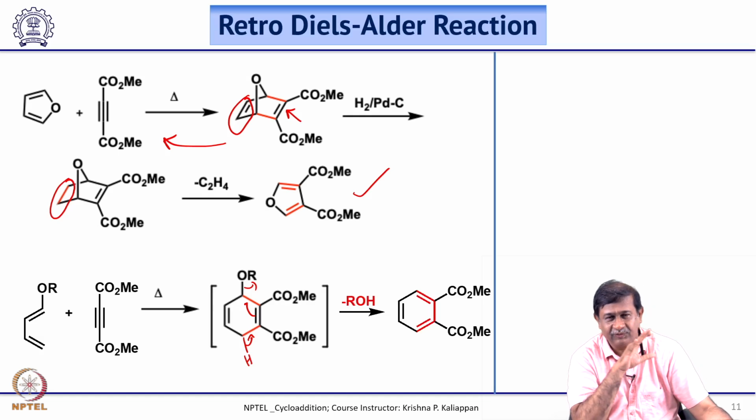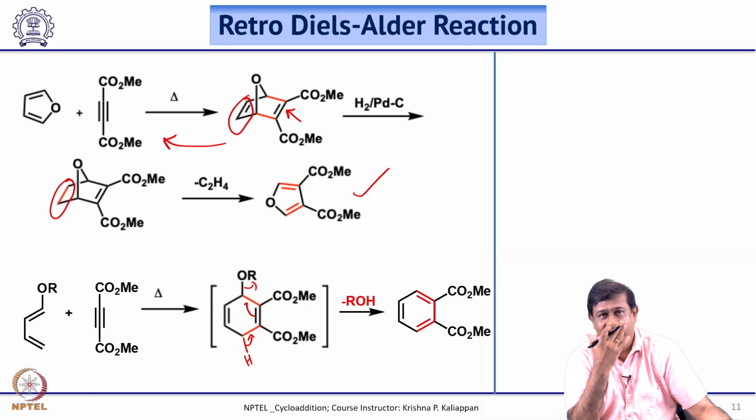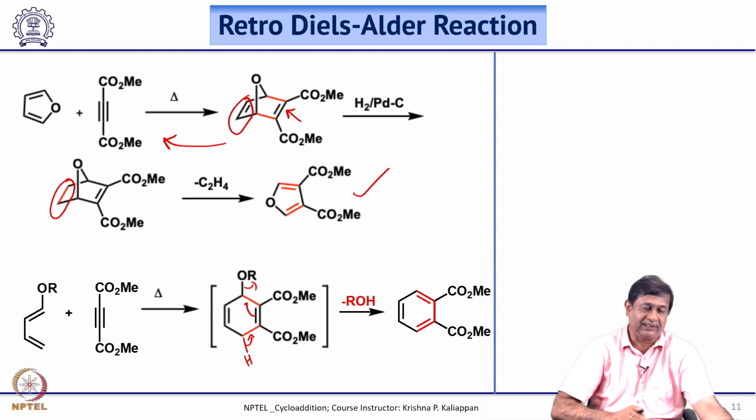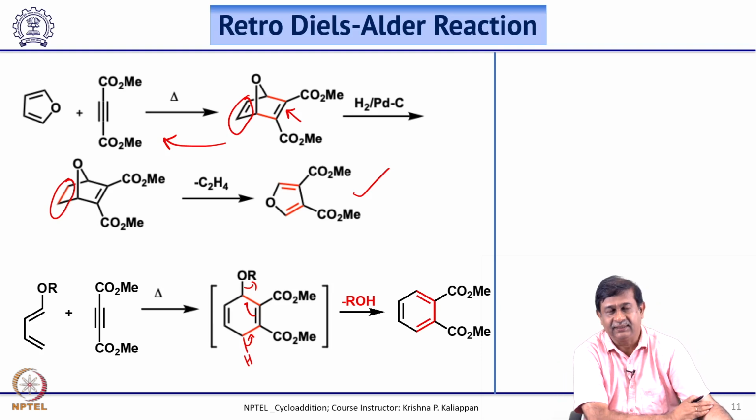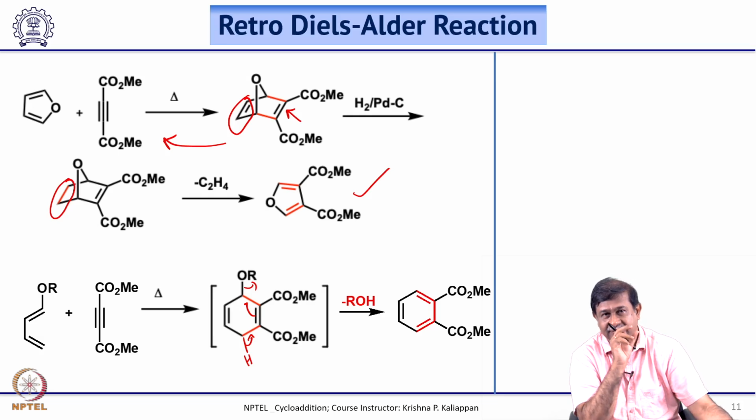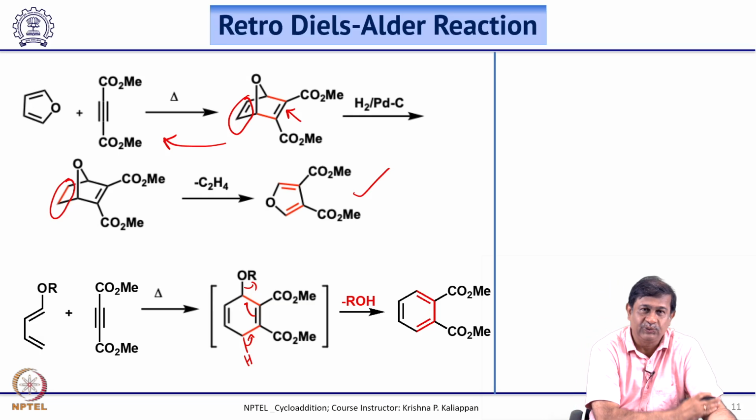Okay. So, what is important is what is the driving force for the retro Diels-Alder reaction. There are two driving forces to see that the retro Diels-Alder reaction is possible. One, a stable group leaves during the retro Diels-Alder reaction. Two, the more stable aromatic compound is formed. These are the two driving forces for the retro Diels-Alder reaction to happen.